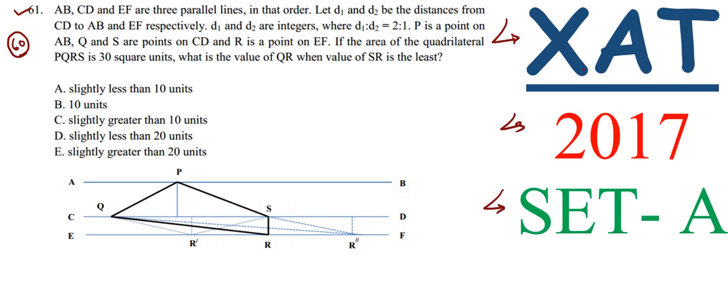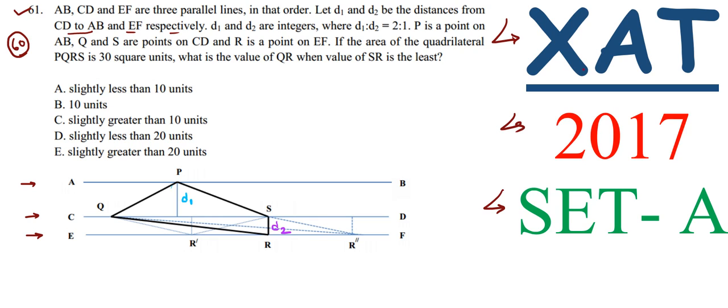Question number 61 says AB, CD and EF are three parallel lines in that order. Here we have a diagram related to this question where we have AB, CD and EF, three parallel lines. Let D1 and D2 be the distances from CD to AB and EF respectively. So the distance from CD to AB is D1, and the distance between CD and EF is D2. So here is our distance D2.